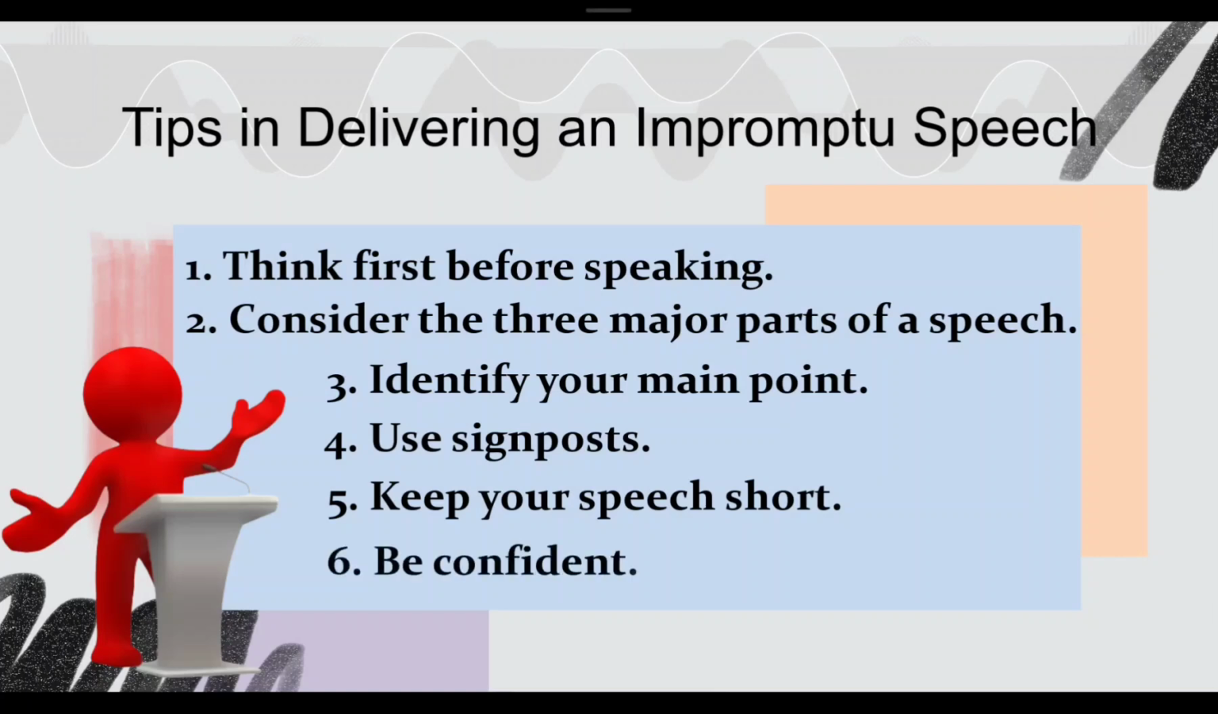6. Be confident. Speak with conviction and show confidence by acting and talking naturally. This way, the audience will be more likely to perceive you as a credible speaker. Confidence is a cornerstone of effective impromptu speaking. Projecting confidence not only enhances your credibility but also fosters audience engagement. Act naturally, maintain eye contact, and speak with conviction to establish a connection and capture the attention of your audience.